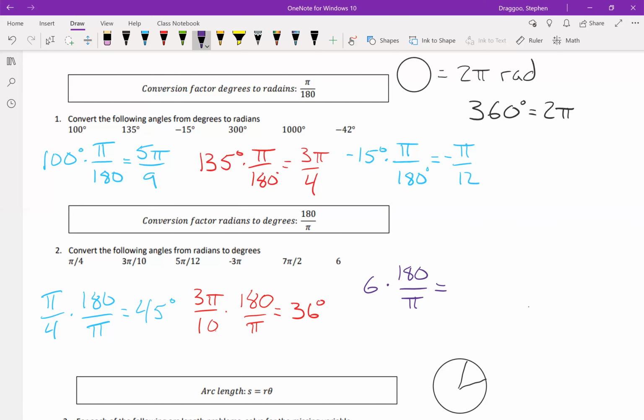So what is that? 6 times 180 is 36 times 3, 1080, divided by pi. And that's in degrees, so we'll be sure to include the degree symbol on that answer.